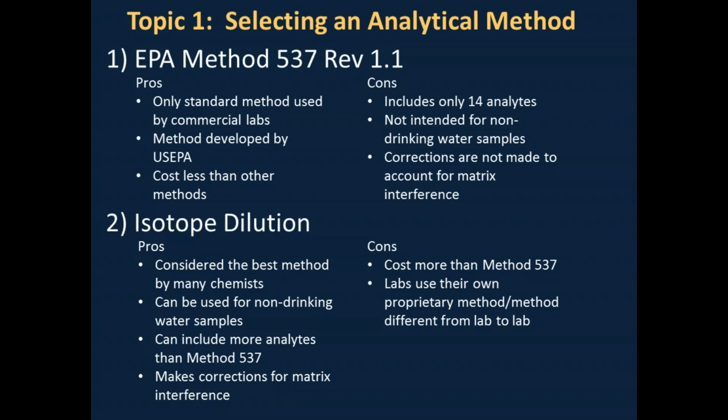Isotope dilution is the other option. This option is actually considered to be sort of the gold standard by many chemists. It can be applied to non-drinking water samples. It can include more analytes than method 537, and it allows for corrections for matrix interference. Some of the downsides to this method is it's more costly, and at this time, quote unquote this time, there are new methods being developed. Labs are using their own proprietary method when using isotope dilution. So the method one lab uses to measure PFAS via isotope dilution isn't exactly the same as that of another lab.